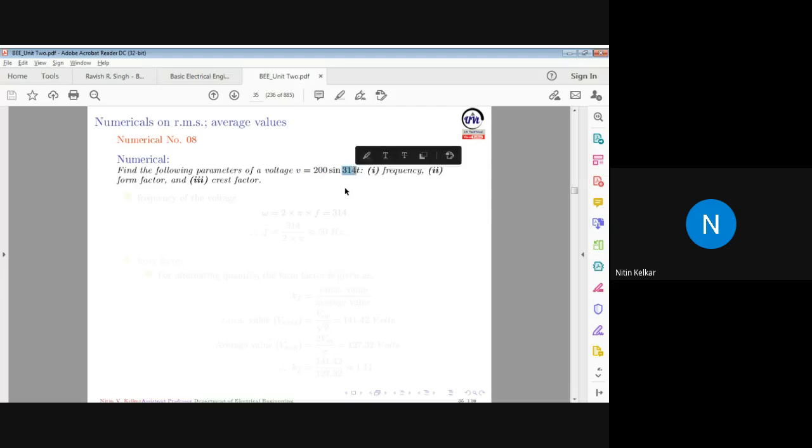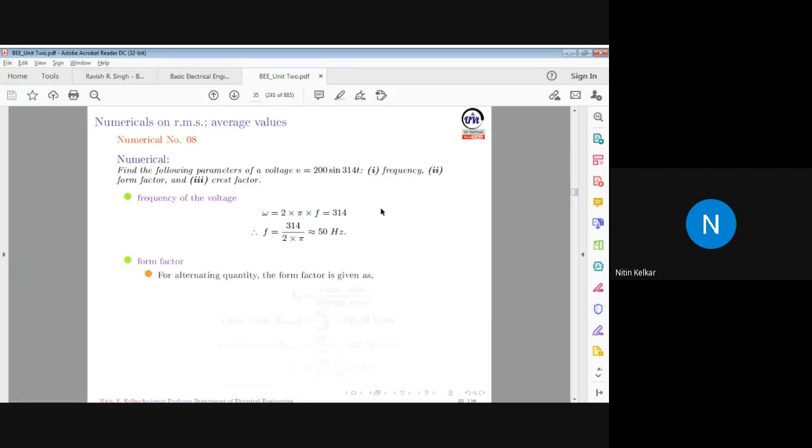So the value of omega, that is 2 pi f, is equal to 314. If I solve it for frequency f, then the answer will be approximately equal to 50 Hertz. The actual answer is 49.99, so I have rounded it off to the next integer, that is 50 Hertz. This is the first part required in the numerical, and now we can calculate the form factor.